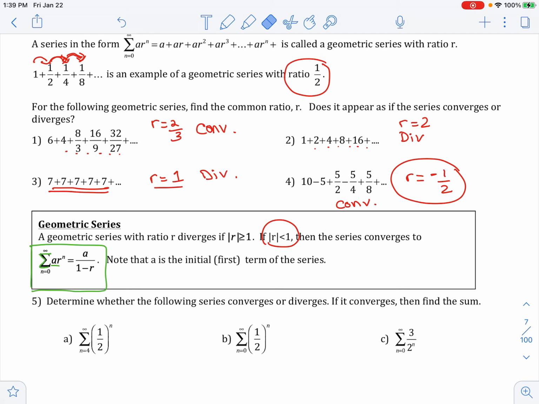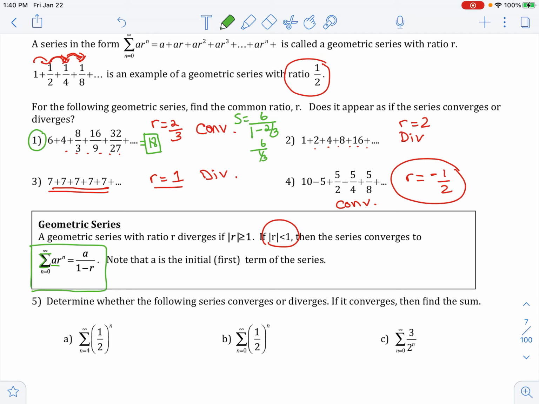So for number 1, if I wanted to know what is the sum of this series, if I add up these numbers infinitely, your sum is going to be a, which is 6, over 1 minus r. And we can clean this up a little bit. This is really 6 over 1/3, which is actually 18. So this series, if you add up the numbers infinitely, is actually 18.